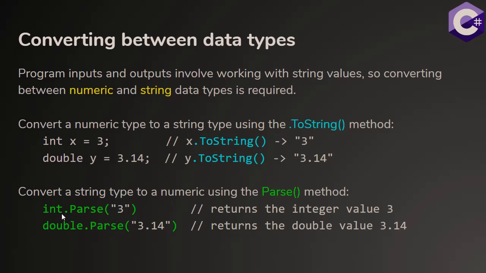So for example, int.Parse tries to convert the string character 3 into the number 3. Double.Parse tries to convert the string character 3.14 into the double value 3.14. Now if I pass a value like kitten, the string value kitten, into one of these Parse methods, we're going to get an error, and we will learn how to deal with that later.